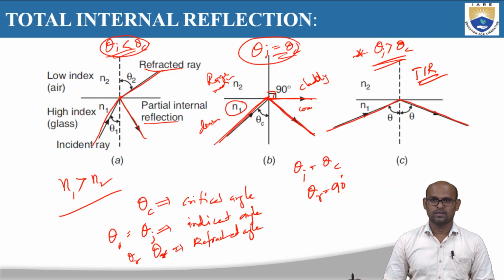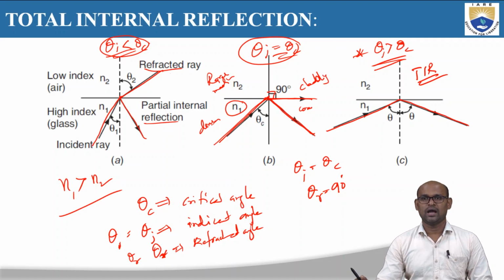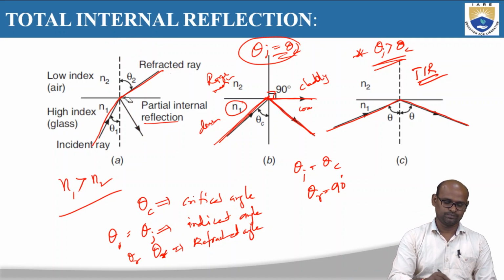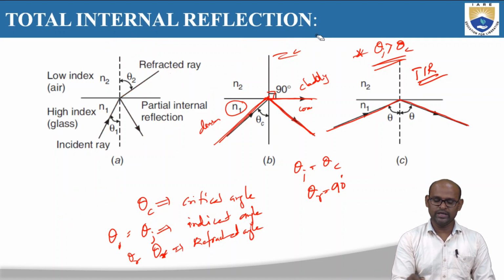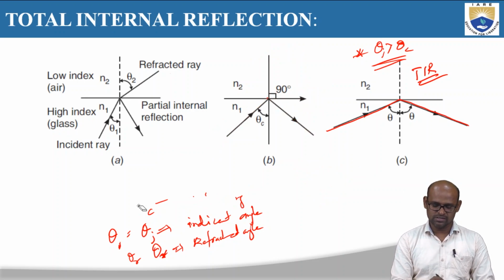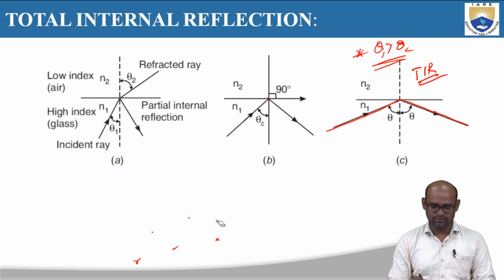So these are the three conditions. And the most important condition required for total internal reflection is theta i greater than theta c. That is where we have only reflection, no refraction. But in the other two conditions, we know that there is refraction as well as reflection.